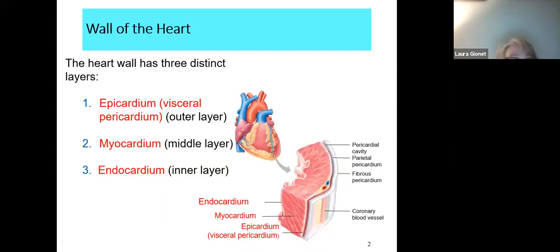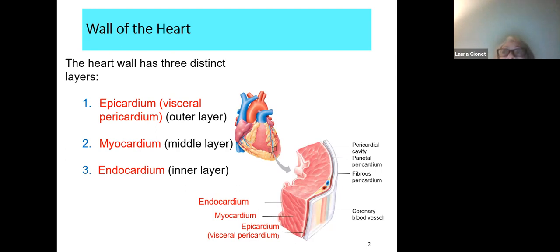The walls of the heart. The heart, as well as blood vessels, are composed of 3 layers of tissue. We have the epicardium, which is the most outer layer, the myocardium, and the endocardium. So the epicardium is otherwise referred to as the visceral pericardium. We have a connective tissue layer to the outside of the heart.